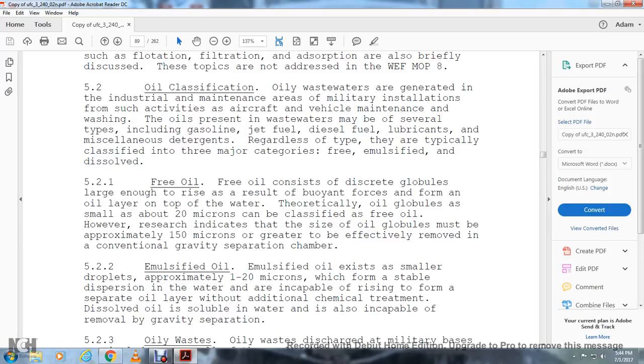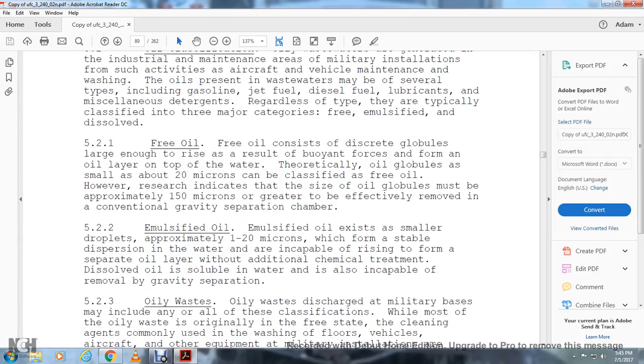5.2.2 Emulsified oil. Emulsified oil exists in smaller droplets, approximately 1 to 20 microns, which are stable dispersions in the water and incapable of rising to form a separate oil layer without additional chemical treatment. The dissolved oil is soluble in water and is also incapable of removal with gravity separation.